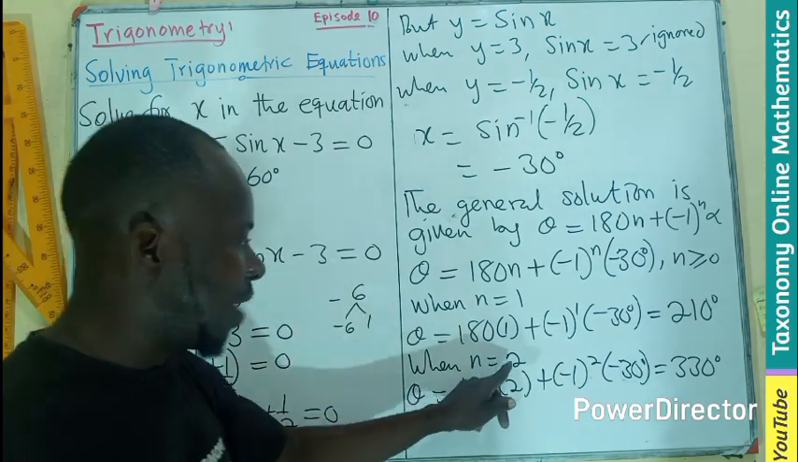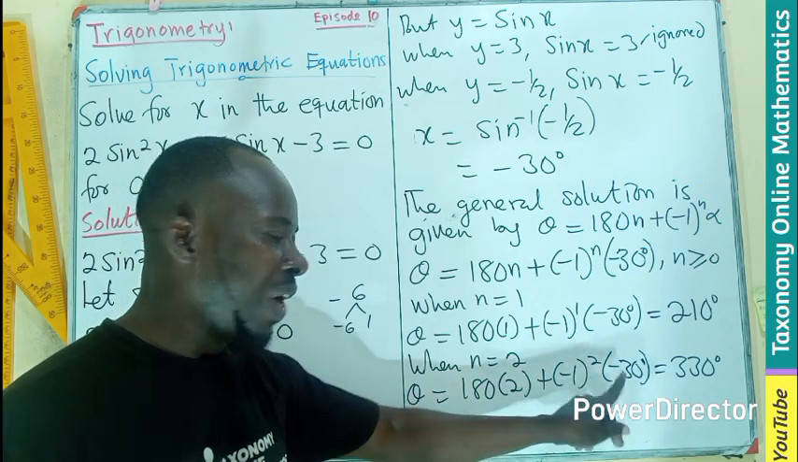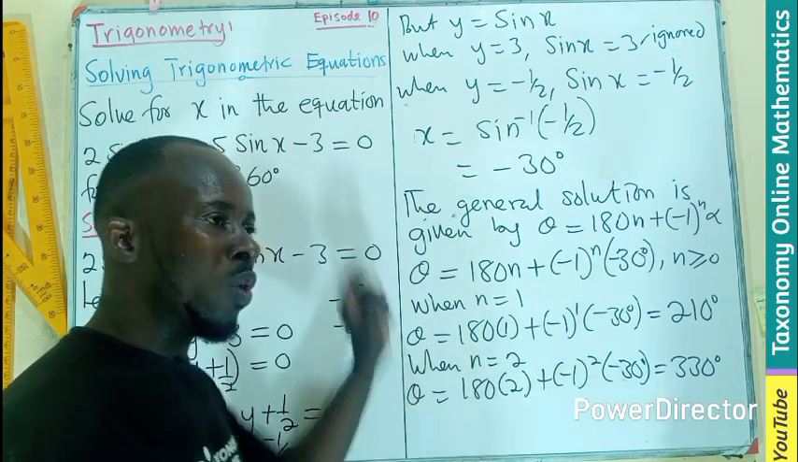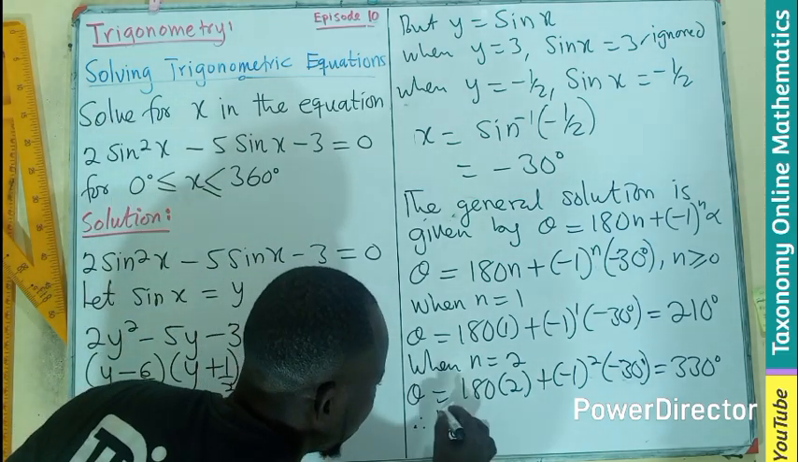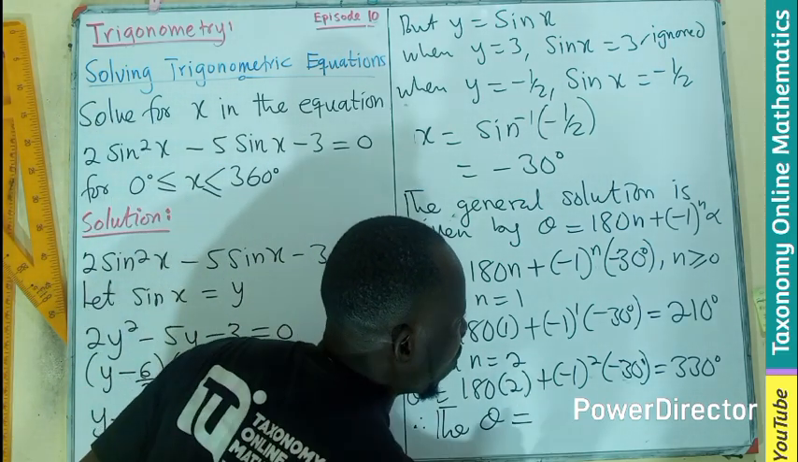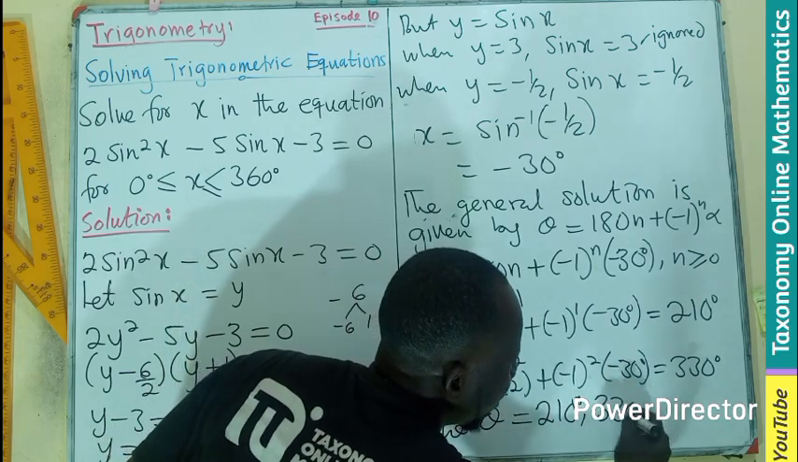Remember, if I go for n being 3, this is going to be bigger than 360. This will be negative, negative, positive. So the value will increase to more than 360. So therefore, theta is going to be equal to, the first value will be 210 degrees, the second value will be 330 degrees.